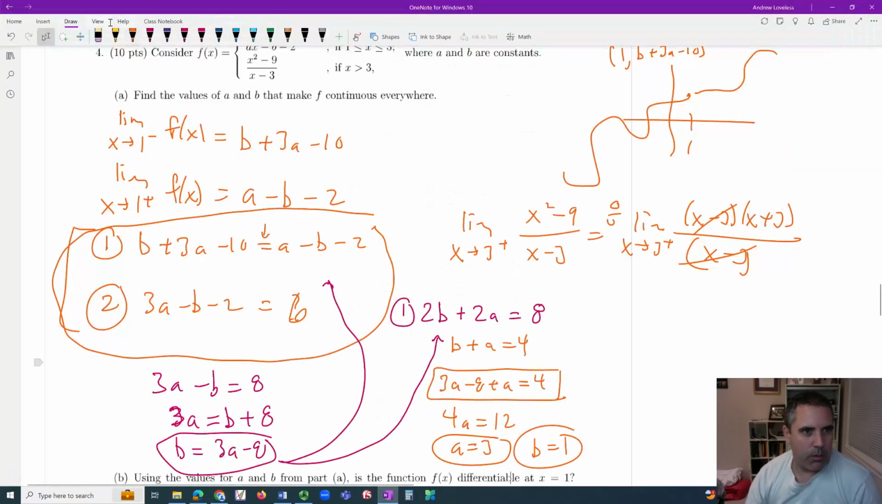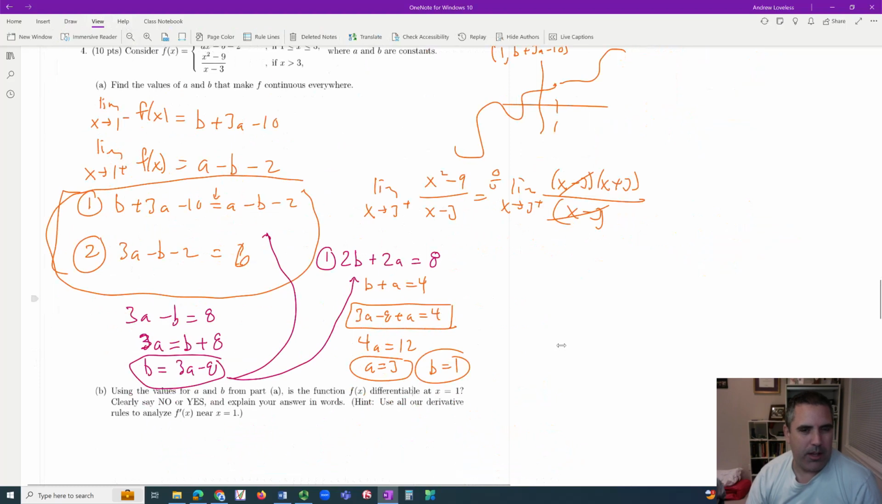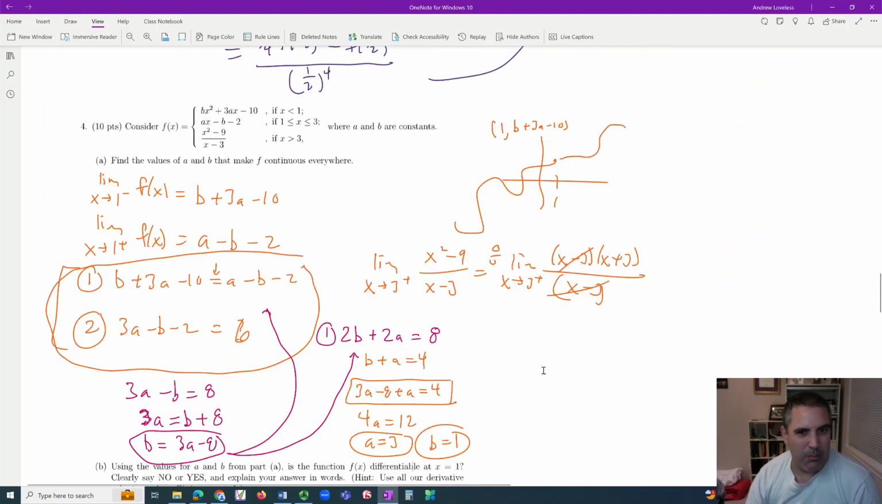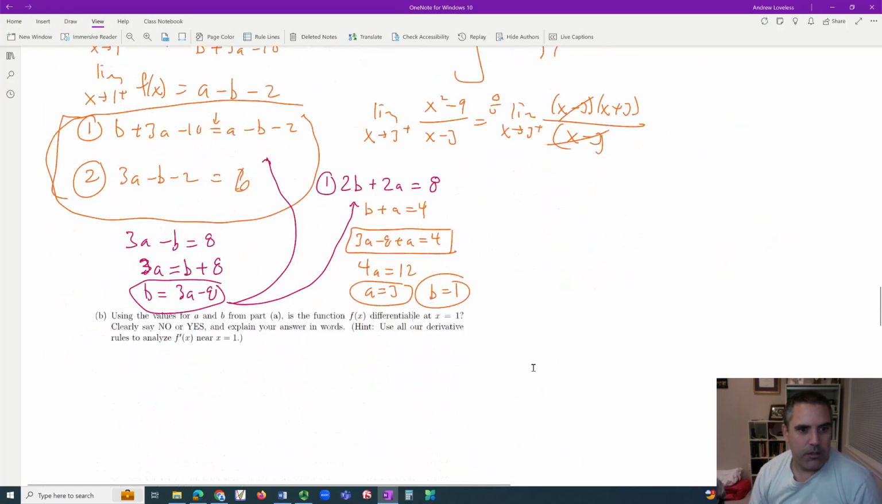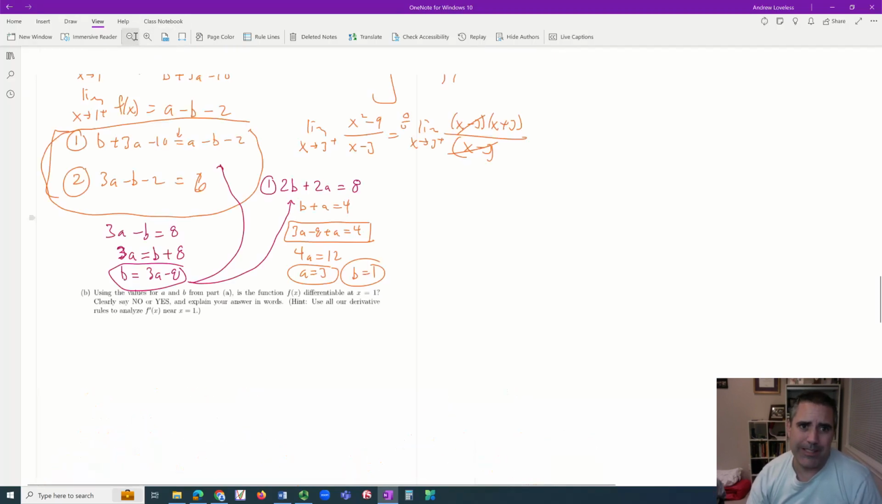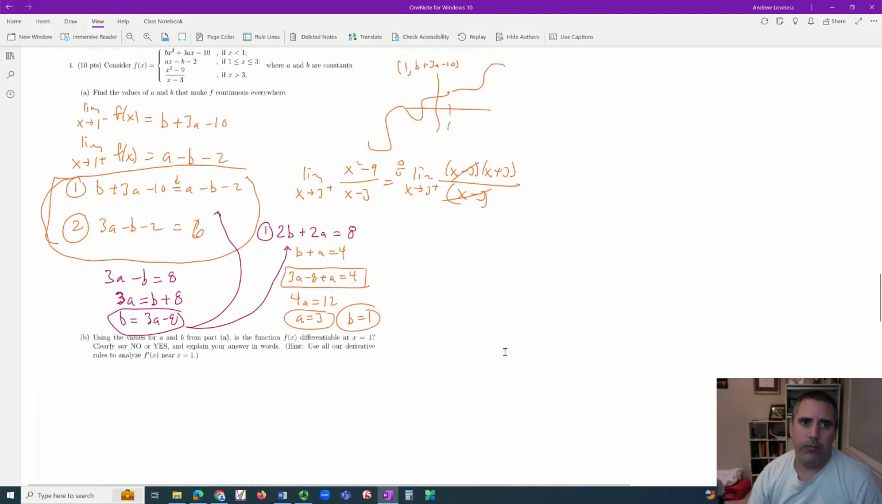So those questions I remember students struggling with, but I always thought, if you have the idea, these are a lot better than a lot of the other questions. Using the values you just got, is the function differentiable at 1? So that's asking if the slope is the same at 1.